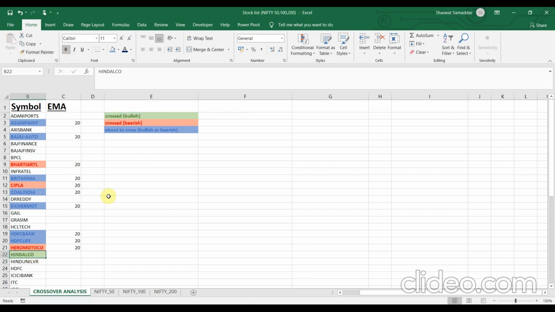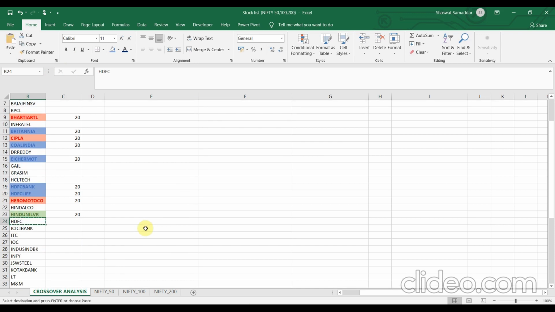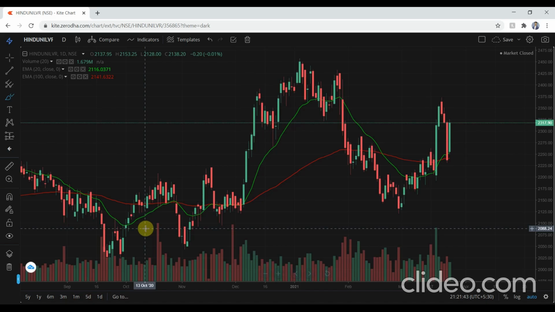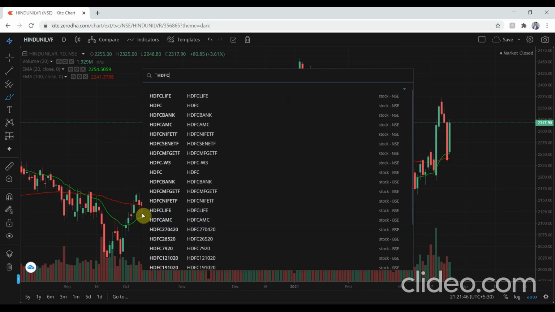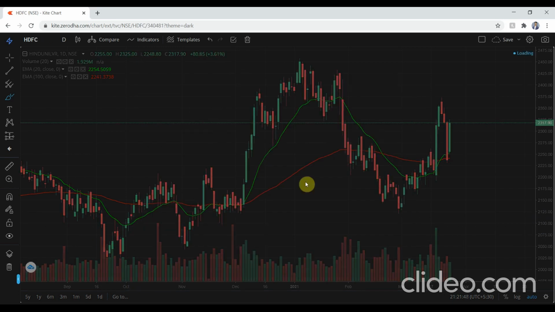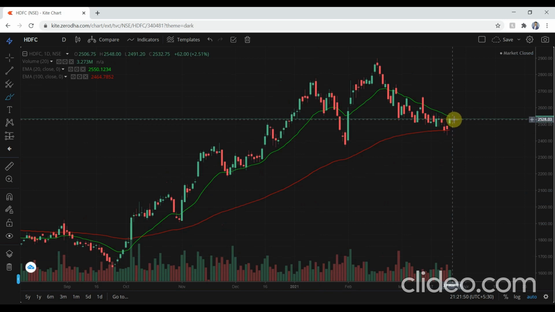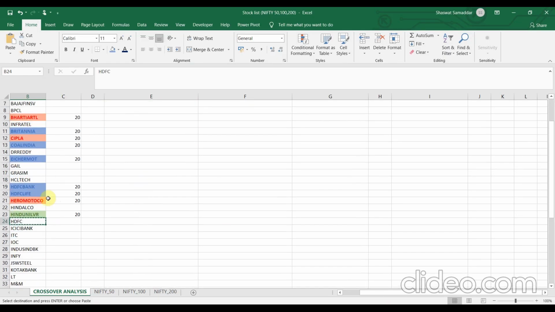Oh, sorry, I marked the wrong stock. Sorry. Yeah, Hindustan. Sorry for the delay. Next one is HDFC. Okay, so it can show a crossover in the coming days. So let me mark it as blue.